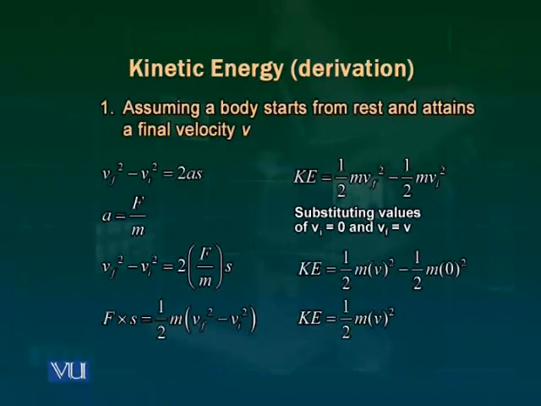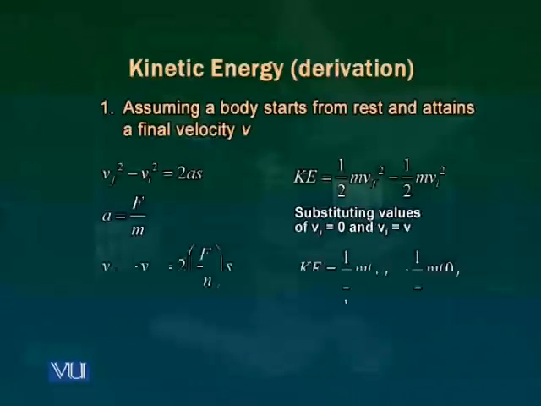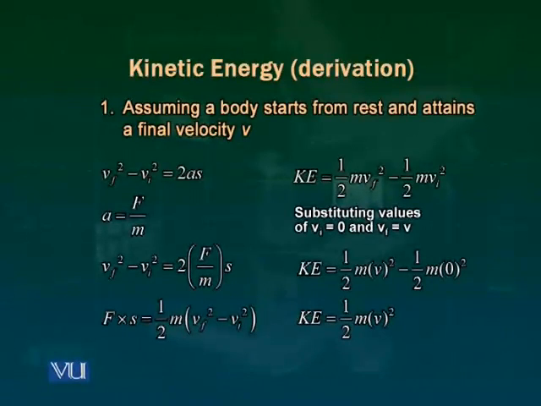Now, let us do a simple derivation and try to see how the formula for kinetic energy is attained. If you look at our earlier lectures where we did the three equations of motion, we have the third, time-independent equation, which says the final velocity squared minus the initial velocity squared is 2 times the acceleration multiplied by the distance traveled. Now, let us assume that an object starts from rest and attains a certain velocity v. Therefore, the initial velocity would be 0, and the final velocity, of course, would be what we have attained. Let us say that it is v.